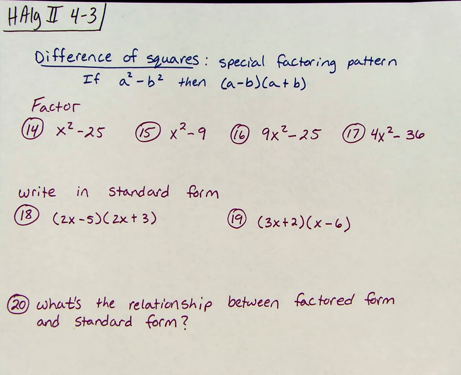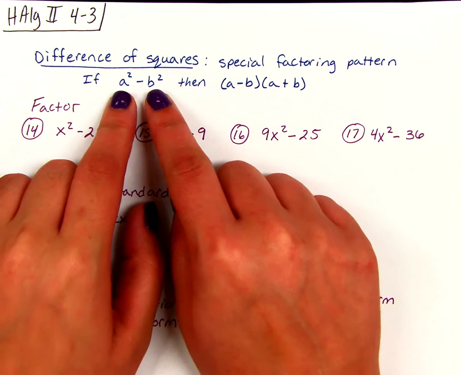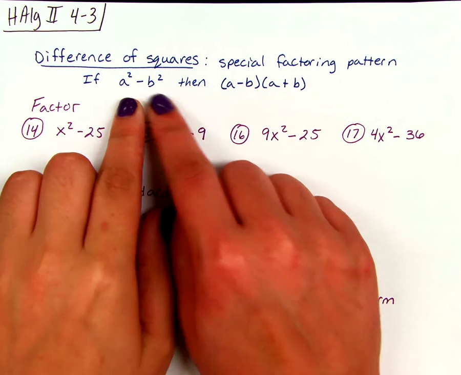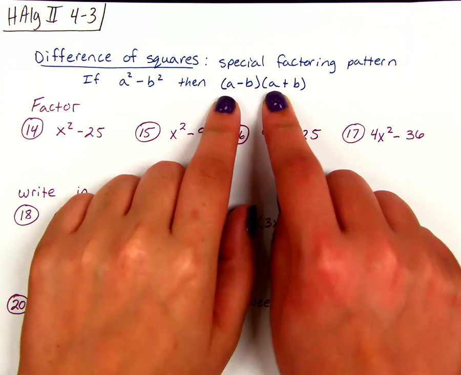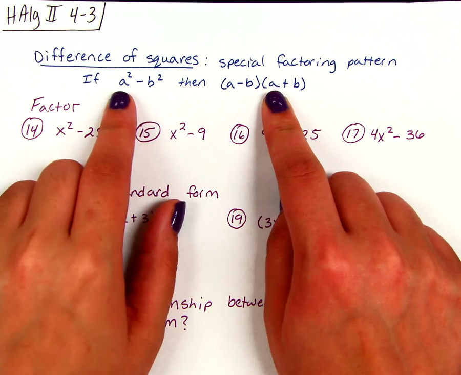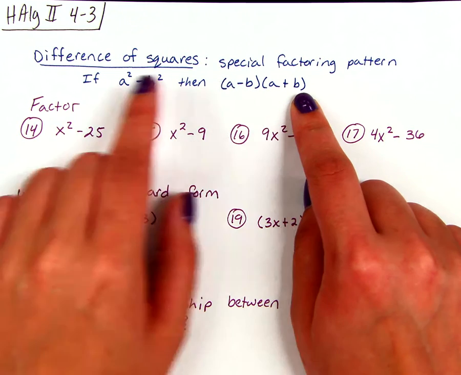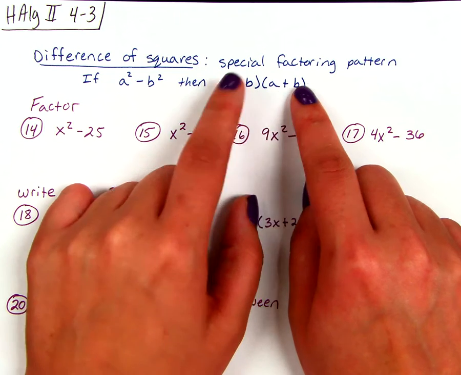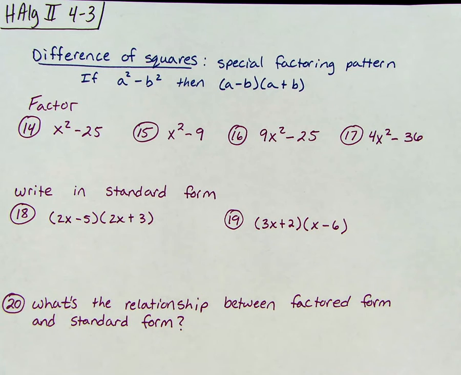Alright, the next type of factoring we're going to talk about is the difference of squares. This is just a special factoring pattern. If we have two perfect squares, so if I have a squared minus b squared, so we have to see subtraction in between, then it will always factor into this pattern, where the first set of numbers is the square root of the first term, and the second set of numbers is the square root of the second term, and then we'll always have a plus and a minus, so that when we multiply them back together, the middle terms will cancel each other out and we will have 0.